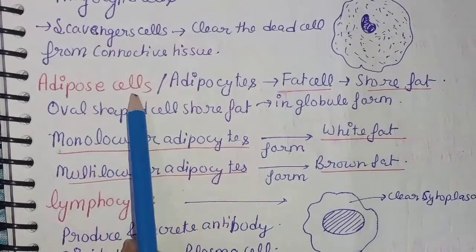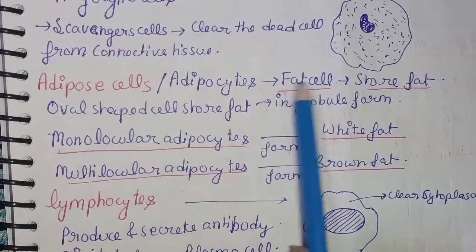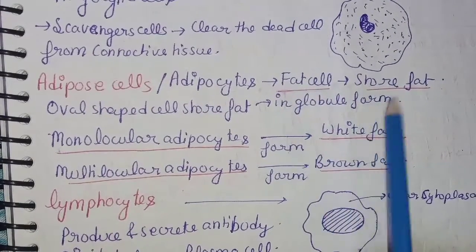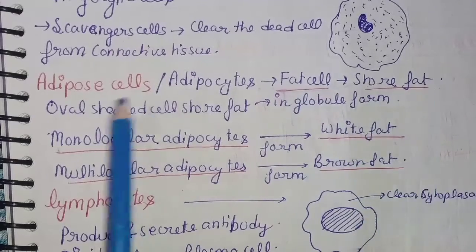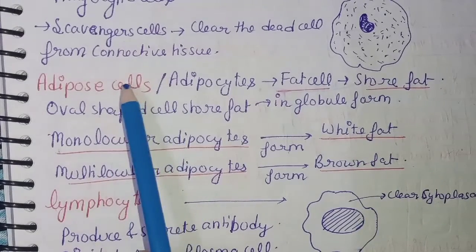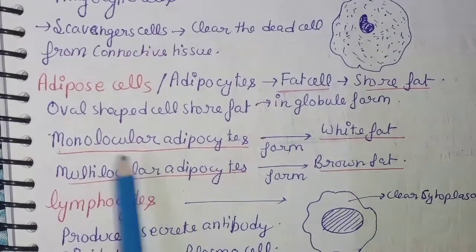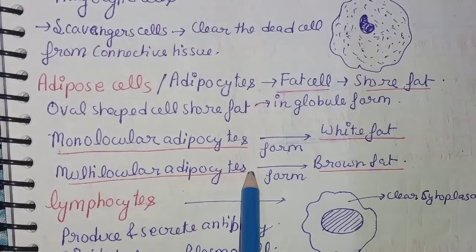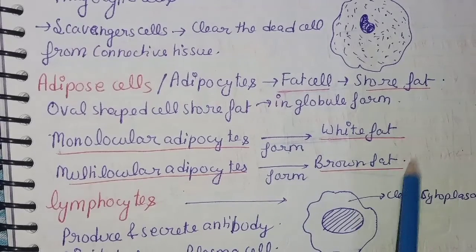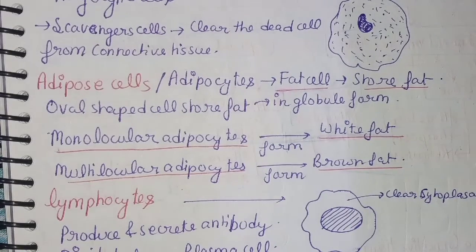Now coming to adipocyte cells or adipose cells, they are basically the fat cells or fat globules. They store fats. They are oval in shape. So there are two types of adipocytes: monolocular adipocytes, which form white fat, and multilocular adipocytes, which form brown fat. So this is all about the components of the connective tissue.